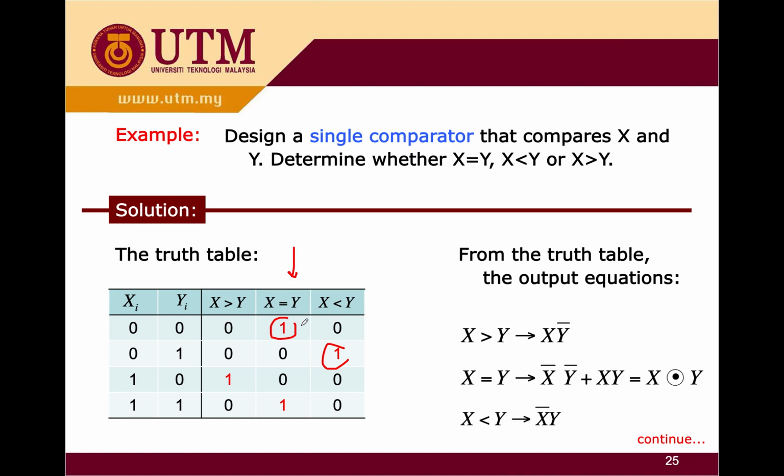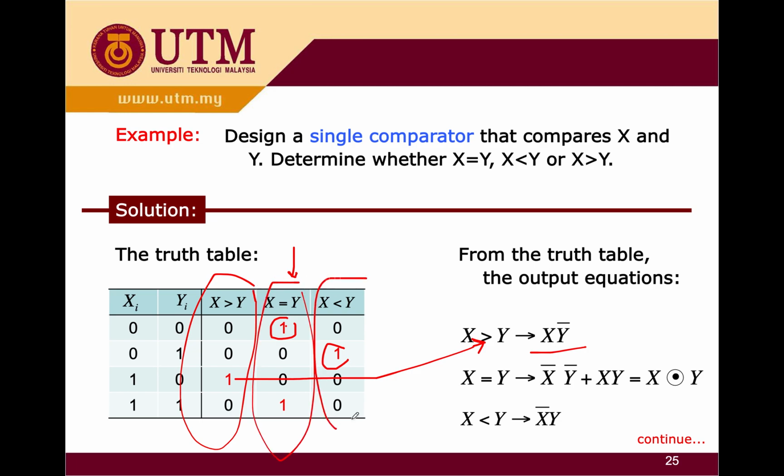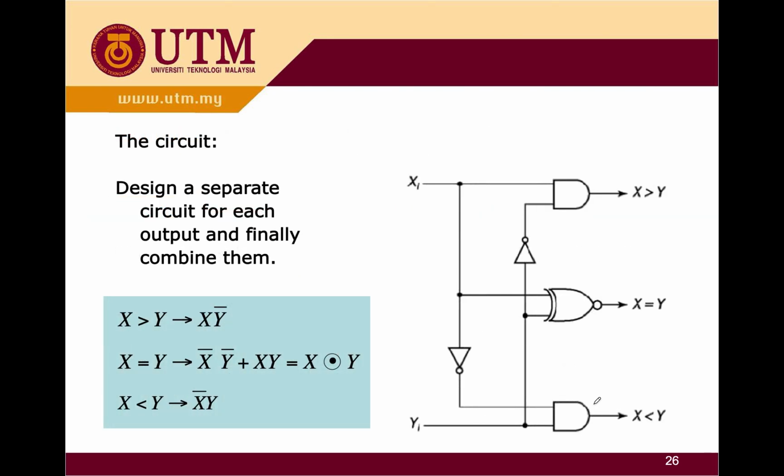So from here you will get x, y. This is the first output, second output, and then third output. So you need to separate it into output 1, output 2, and output 3, and then you're going to get this kind of circuit. You can see that you have 3 outputs.